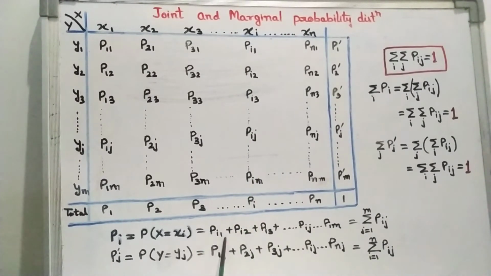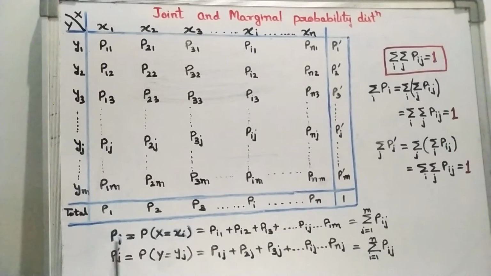So pi1, pi2, pi3 up to pim. So we can write pi means probability of x is equal to xi, that means this probability, so it is equal to summation of pij where j is variable, okay, because i is fixed here, i is always there, so i is fixed, j is variable, j goes from 1 to m. So we can write pi is equal to summation of j goes from 1 to m pij, okay.